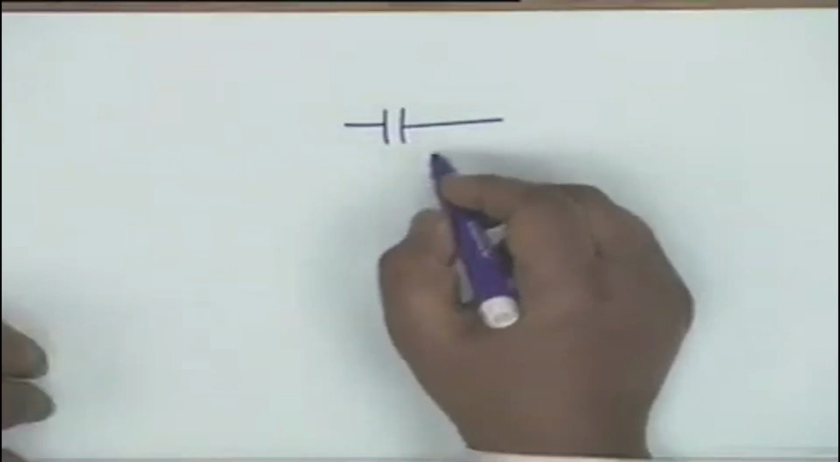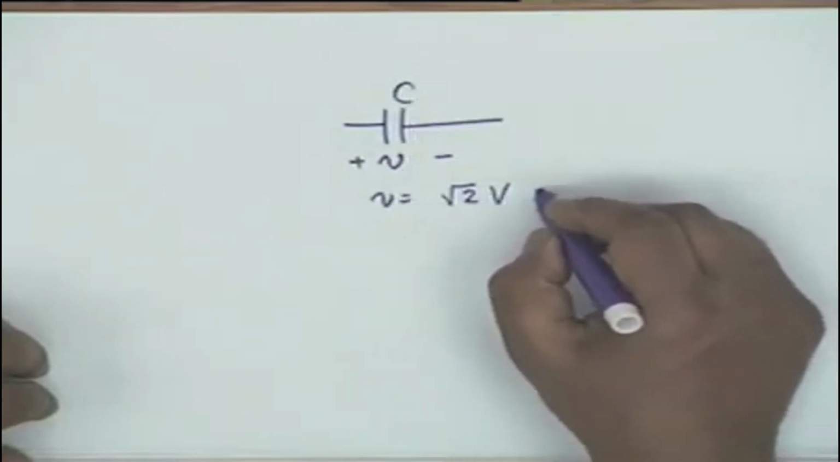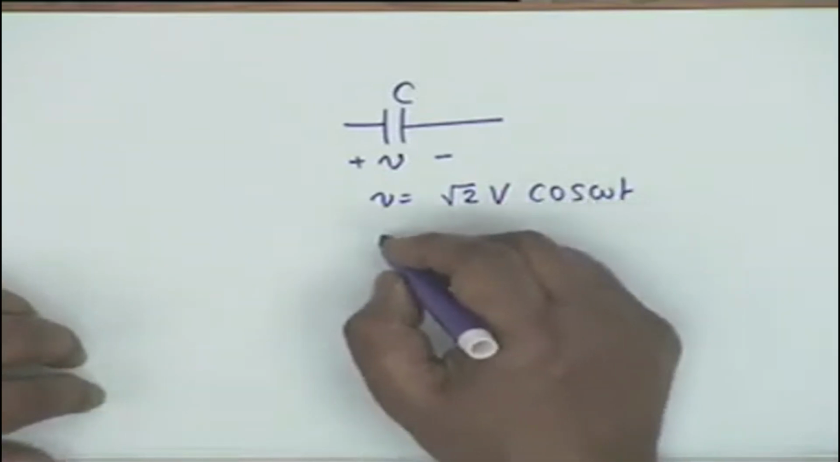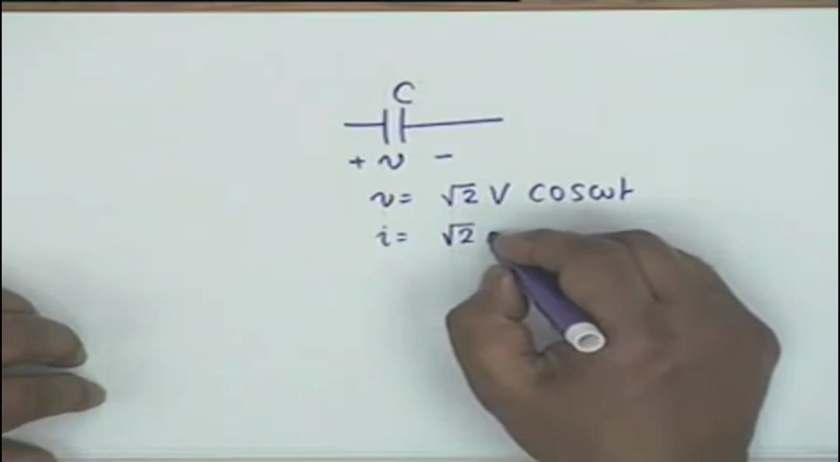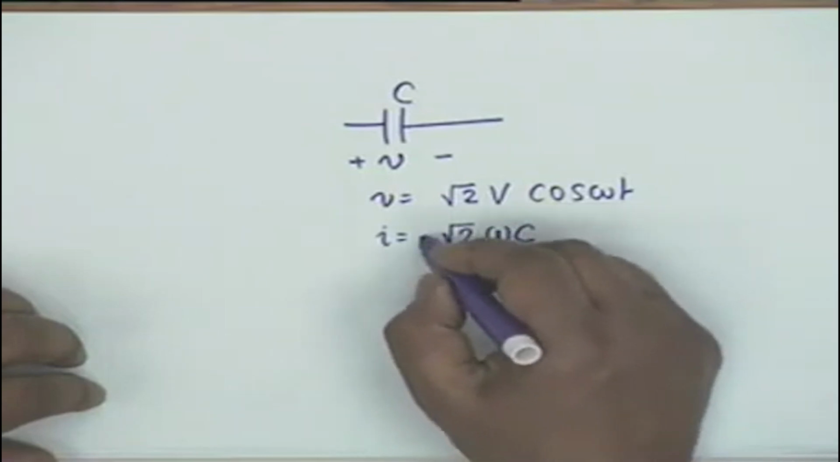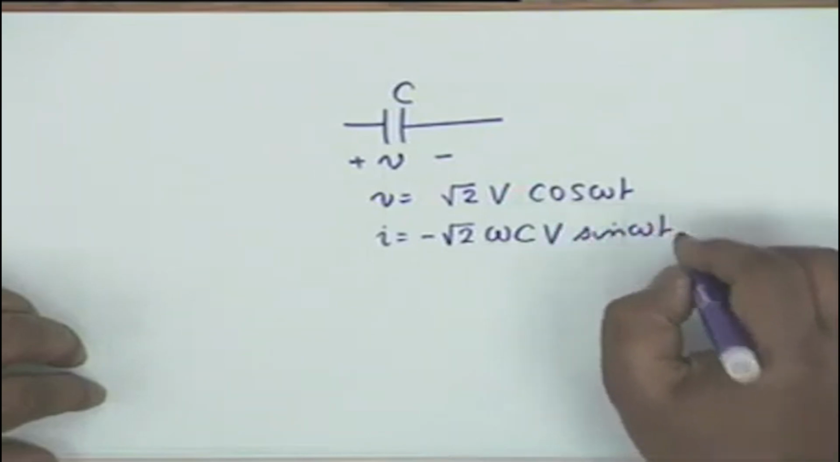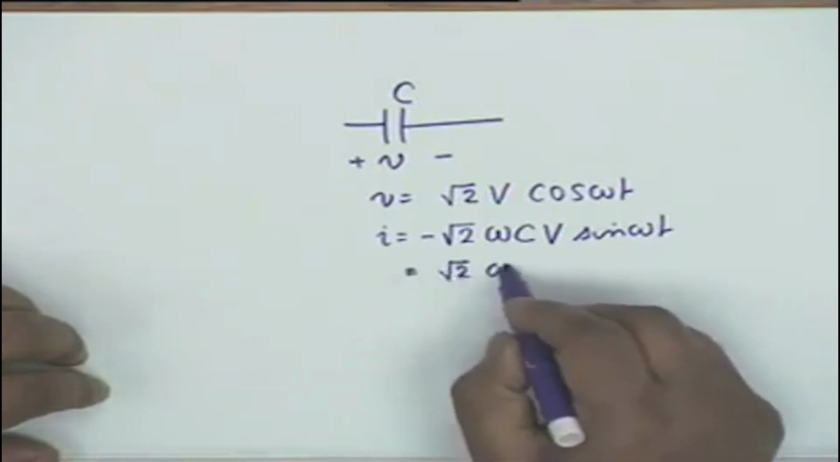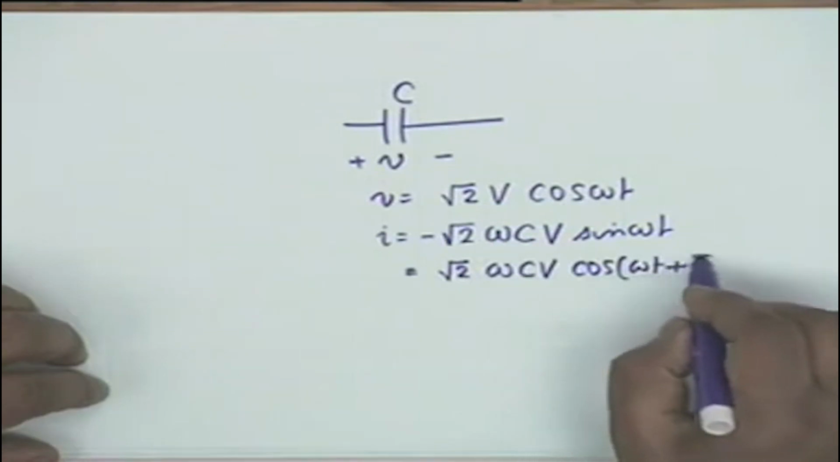If I now take a capacitor and allow the voltage across the capacitor C to be, let us say, root 2 V cosine omega t, then the corresponding current is C dV/dt, and therefore root 2 omega C minus V sine omega t. The current C dV/dt is equal to this, which I can write as root 2 omega C V cosine of omega t plus pi by 2.